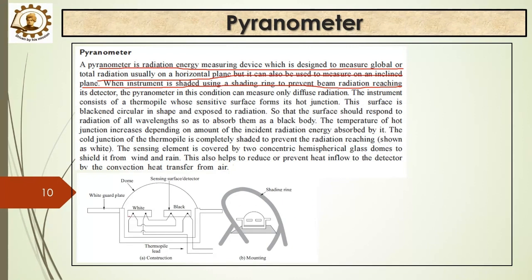The sensing element is covered by two concentric hemispherical glass domes to shield it from wind and rain, and this also helps reduce the air inflow to the detector. So, by the concept of this thermopile, and by looking at this white junction and the black junction and the temperature difference, we can measure a particular radiation at a particular place on the Earth's surface. So these are the two broad classifications, pyrheliometer and pyranometer, which are basically the solar radiation measurement devices.